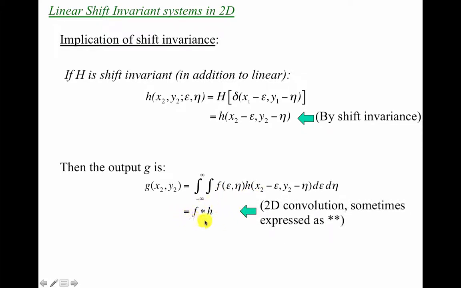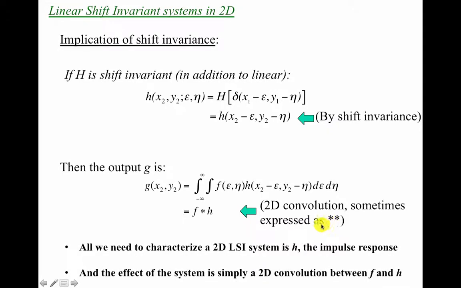This 2D convolution, sometimes it's expressed with a single asterisk, sometimes it's expressed with two asterisks. And similarly to the 1D case, all we need to characterize a 2D linear shift invariant system is knowledge of h, the impulse response, and the effect of this system is simply a 2D convolution between the input f and the impulse response h.